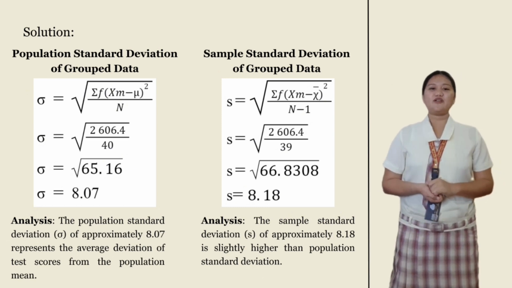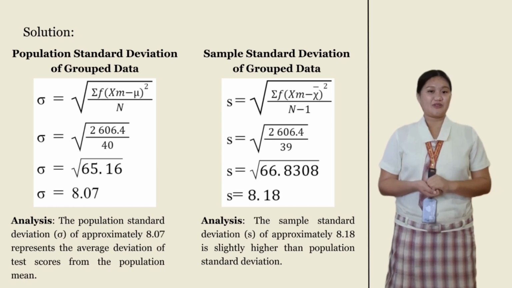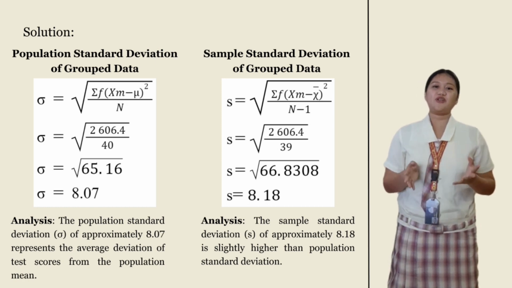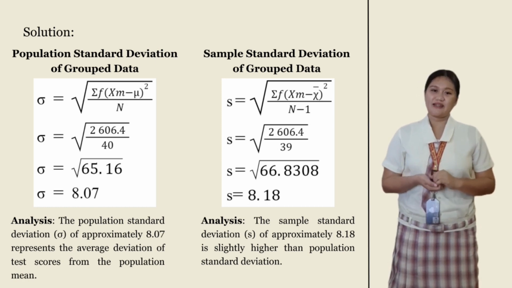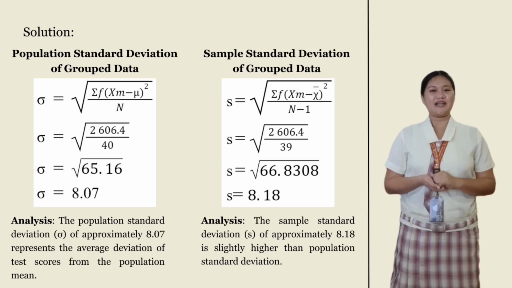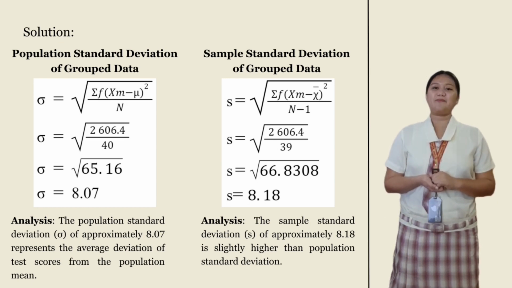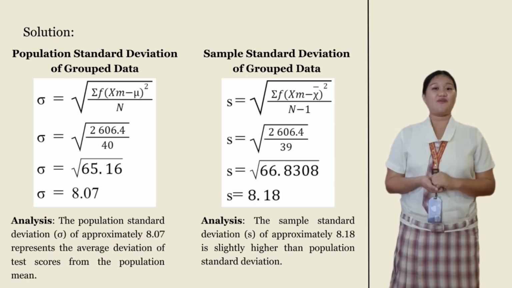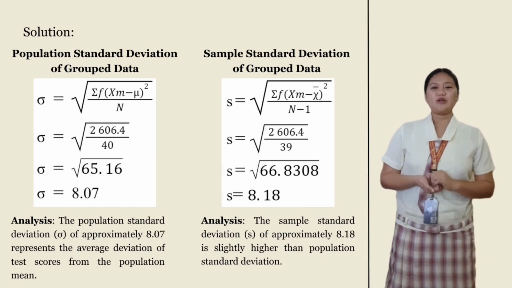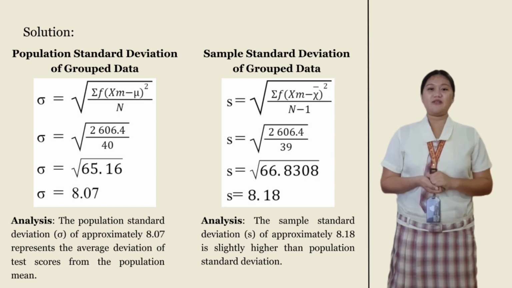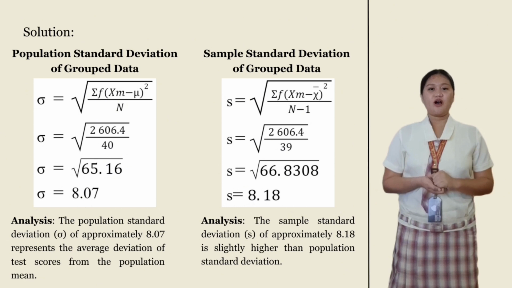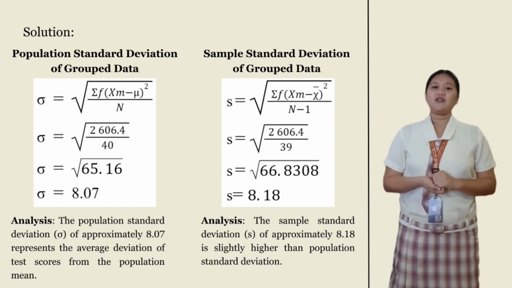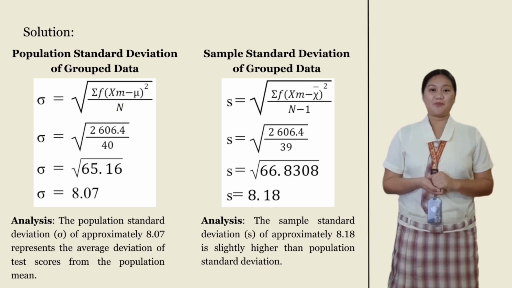So we have here 2606.4 for the summation of the products of the frequencies and the square differences between each interval midpoint and the population mean. And we also have 39 for the total number of the frequency. So 2606.4 divided by 39 is equal to 66.83. So the square root of 66.83 is equal to 8.18. So the sample standard deviation is 8.18.